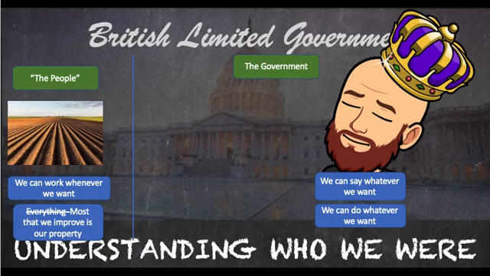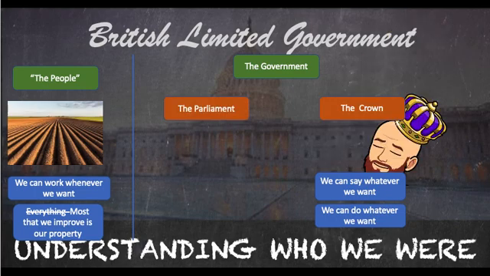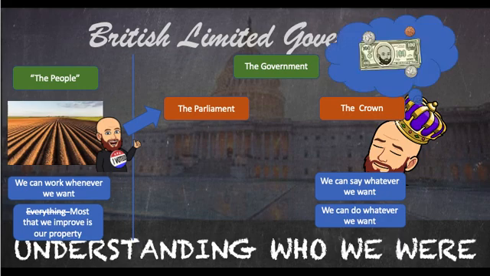Now, in the British scheme of things, they had developed what they called a limited government, and this is what John Locke has in mind. We have the people and we have the government, and those are the two parties to the contract we talked about earlier. But the government is broken down in the British system into a parliament and a crown. The people get to vote for the parliament, which means that even though the people are separate from the government, they also have some control over it, and the parliament has control over the crown.